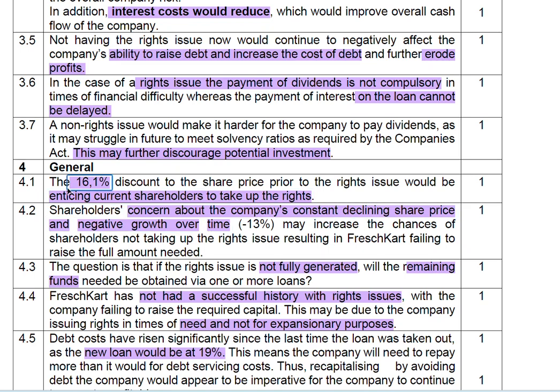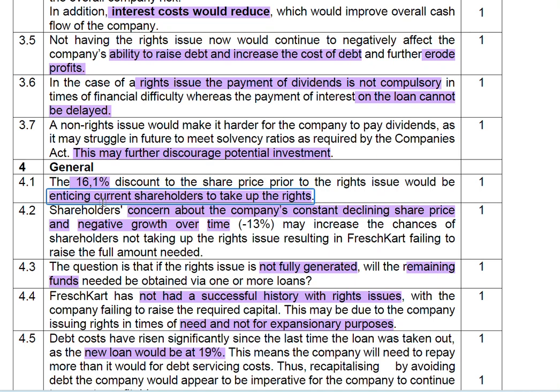Then let's look at the general. If you're looking at the general, you're also talking about the calculations that you've already calculated above. We're saying the 16.1% discount to the share price prior to the rights issue will be enticing current shareholders to take up the rights issue.